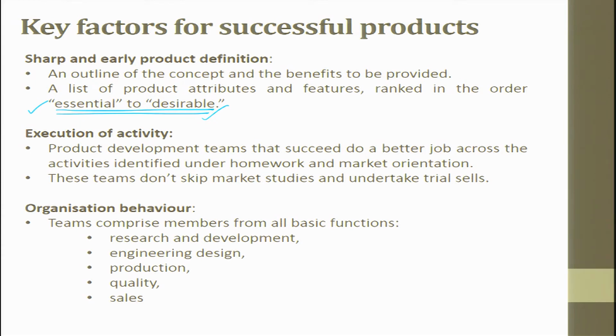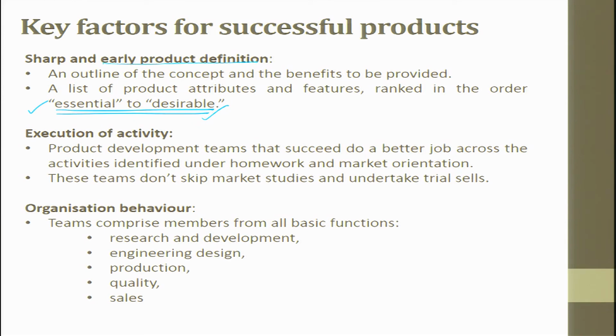In the same way, a list of product attributes and features has to be listed, and they have to be ranked in the order of essential to desirable. If the desirable qualities are not there, still a product can be sold with some compromise. But if desirable qualities are there and essential ones are missing, your product will never be successful. Please understand the difference between these two. Okay? That is what early product definition is.